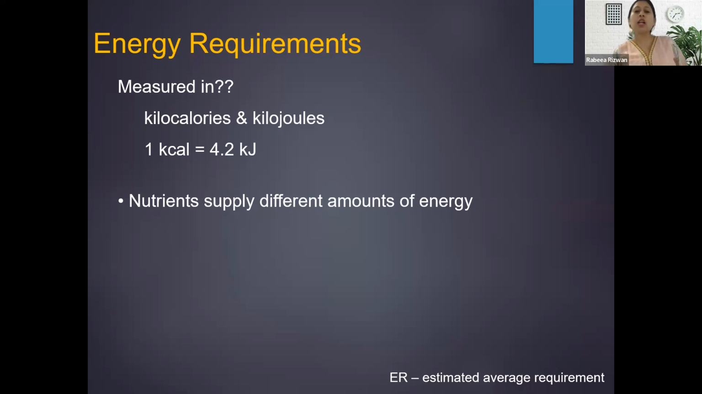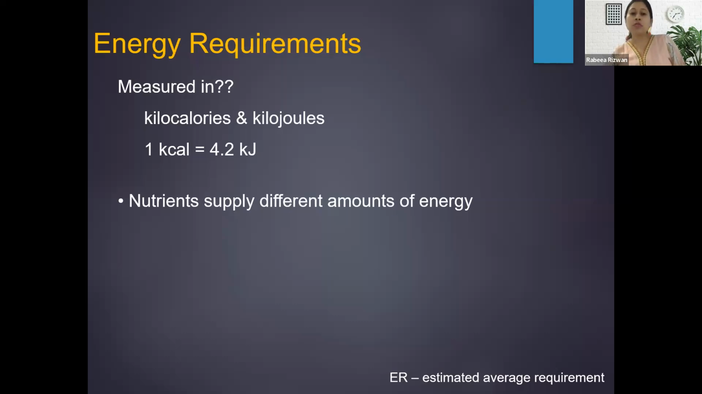So whenever you are calculating any energy requirement or energy from a food source, make sure you are calculating in either kilocalories or kilojoules, because they are not the same. 1 kilocalorie is equal to 4 kilojoules.